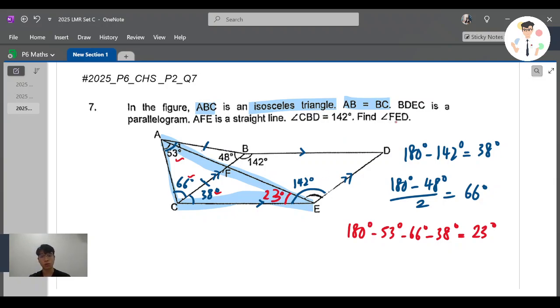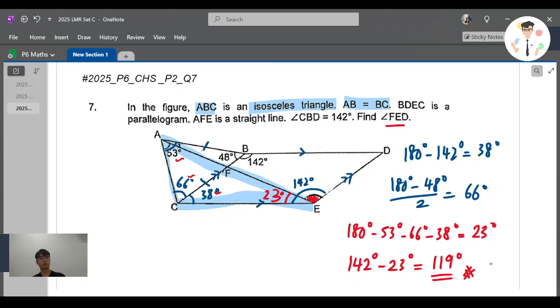And now my goal is to look for FED. FED means here. And if I know the whole thing here is 142, and here is 23, of course, I can just find it very easily. 142 minus 23 degrees, and that gives me 119.